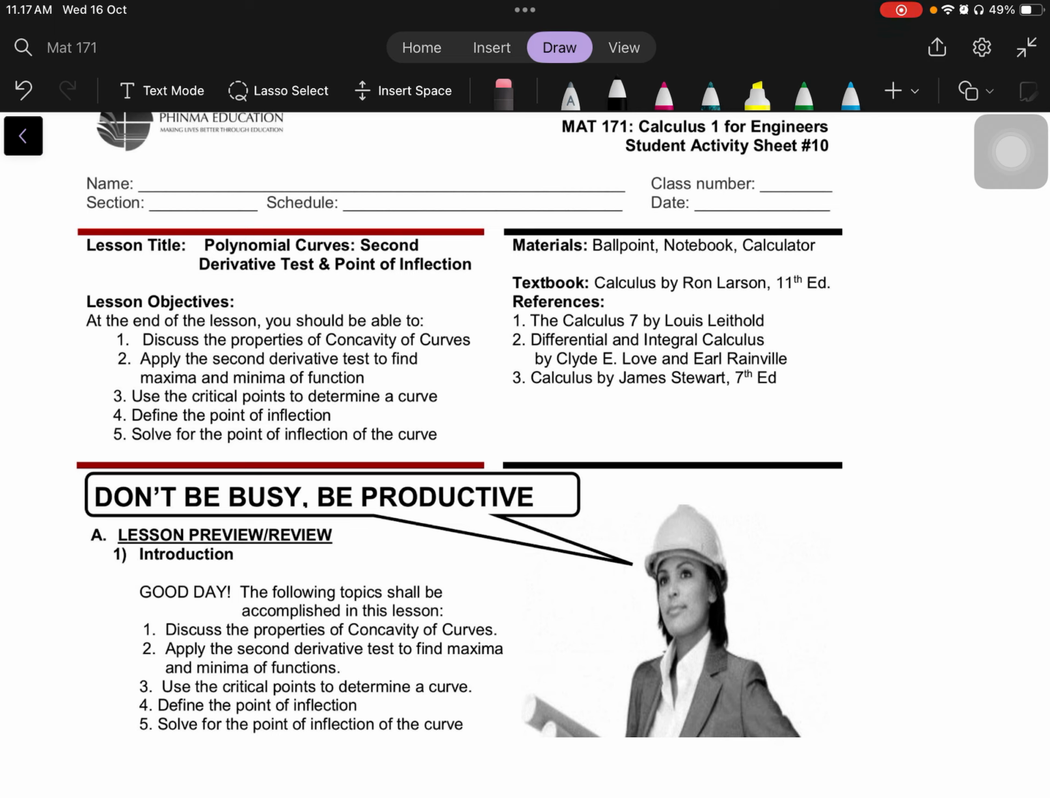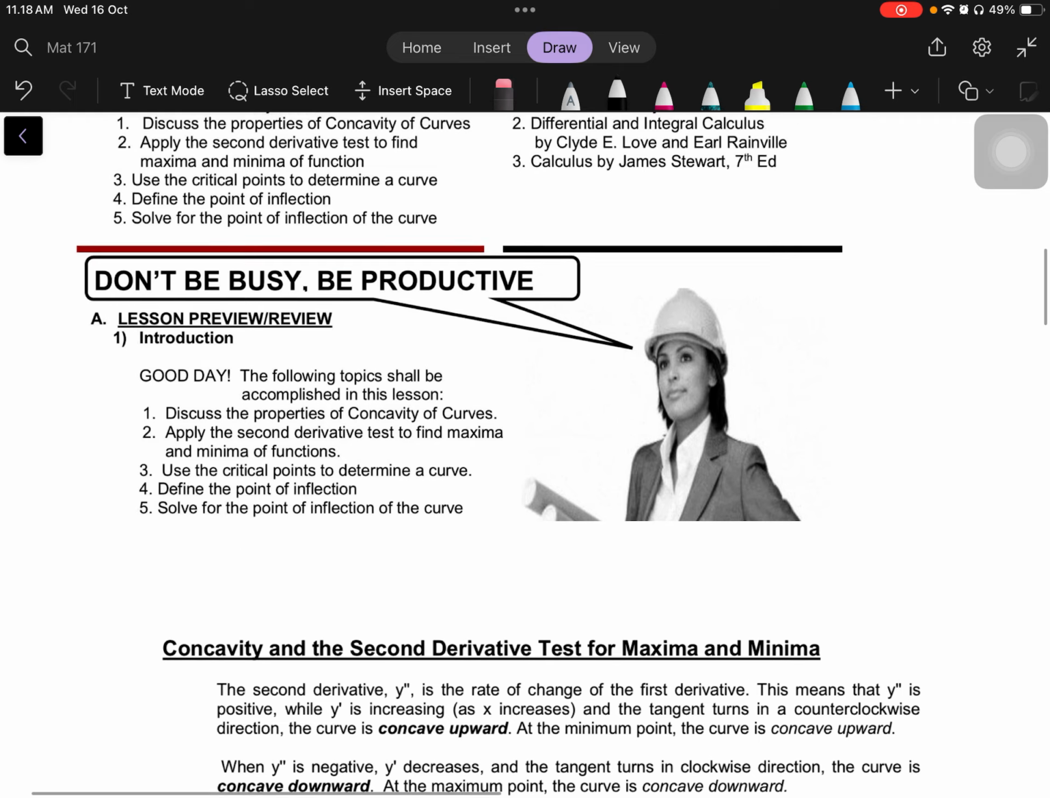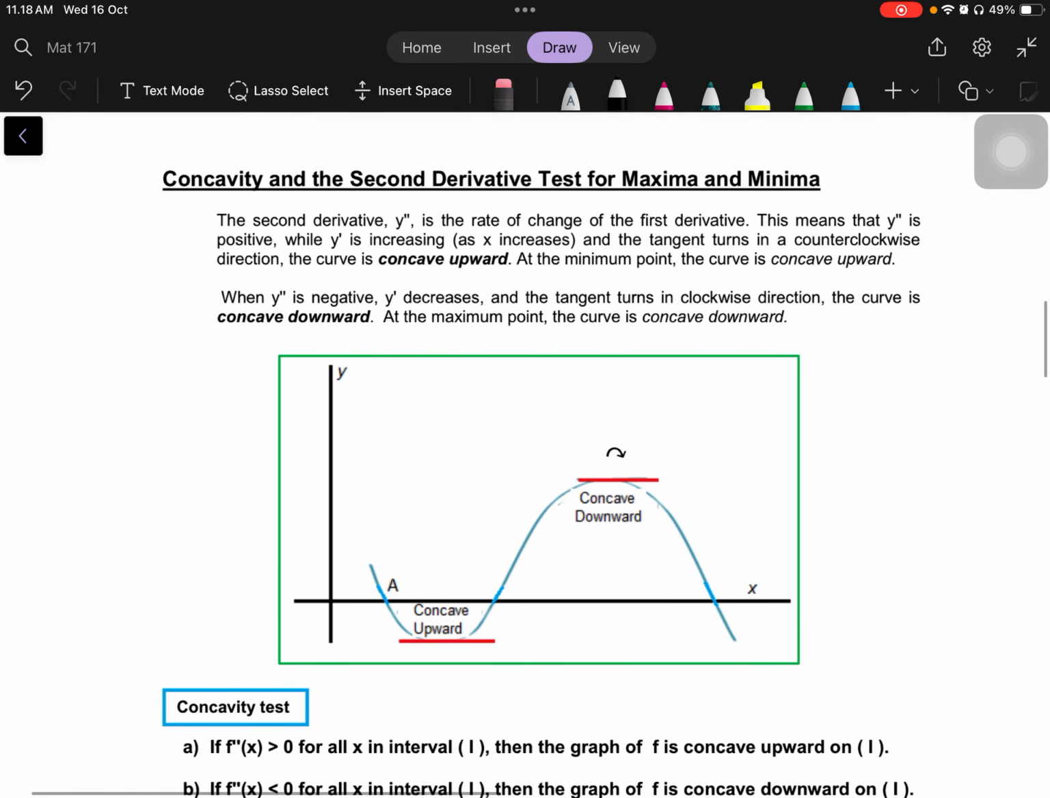of the curve. So kung napapansin natin, on the previous module kasi, we used the first derivative to get the maximum and minimum point. So ngayon, pwede palang gamitin si second derivative test. Okay, para makuha natin ngayon si maxima and minima. And then, after naman nun is the point of inflection.